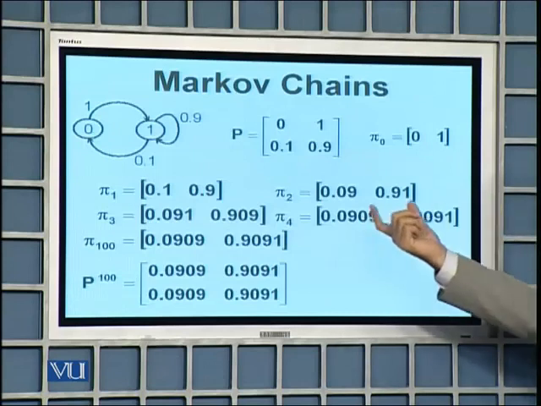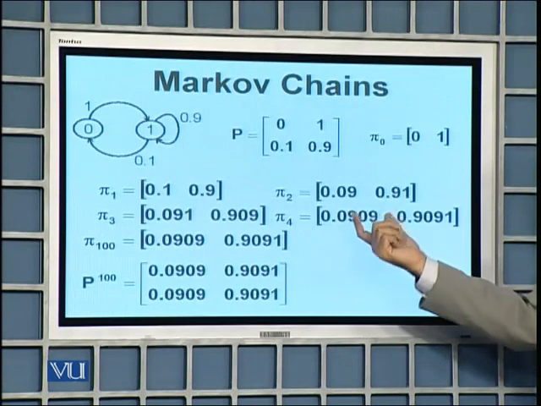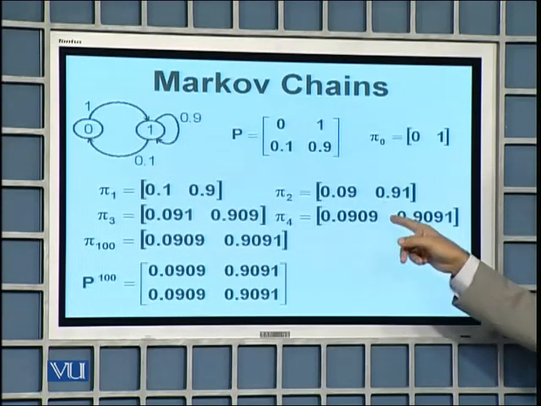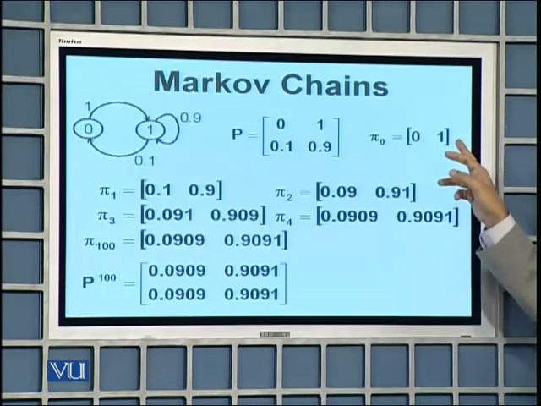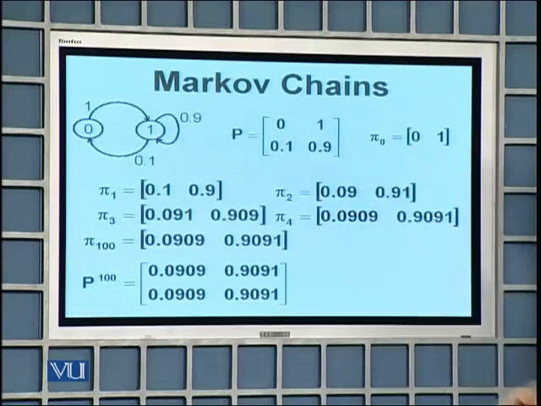You can see that these values are converging. Somehow they don't change much. 0.9 remains and the change is only in the digits which are far away from this decimal, the digits which are not very significant. If you multiply this initial distribution with 100th power of this matrix, you will get the probability distribution of this Markov chain on 100th day.